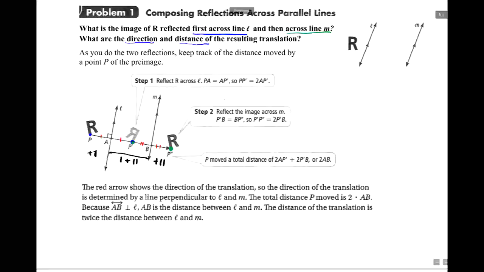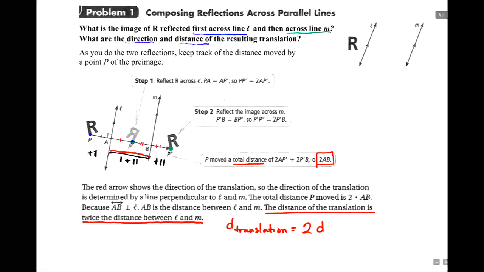So we move a total distance of 2 AB. The distance from A to B, which is the distance between the parallel lines. So the distance of a translation is twice the distance between your parallel lines. The distance of our translation equals 2 times the distance between our parallel lines. So that's kind of neat. All right.